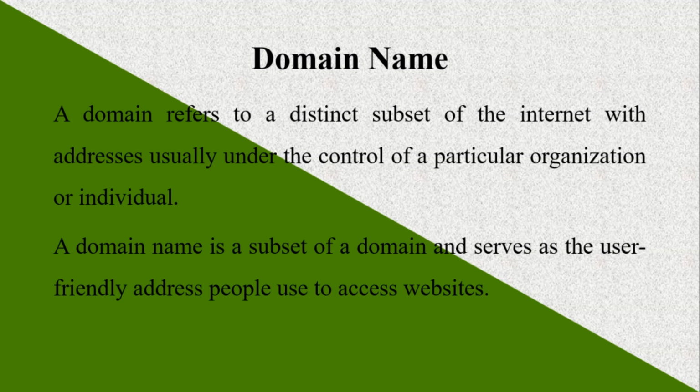So that is what we call a domain. A domain is that main set that has in it very many addresses. It can have one or it can have very many addresses, but all must be related or under the control of a particular organization or an individual. Then a domain name is just a subset of a domain. Like we have said, a domain is the basic set, but a domain name is a subset of a domain. And this one serves as the user-friendly address people use to access a website.